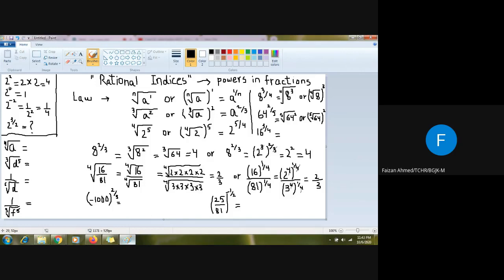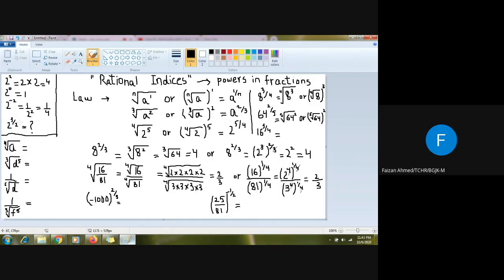And we also did questions that have 0 in the power. For example, 2 to the power 0 is 1. We also did some questions which have negative exponents, and we know how to make this exponent positive. We apply the law by flipping the number, and we can make it positive. 2 to the power minus 2 means 1 upon 2 squared. We can flip this number and the power will automatically become positive.